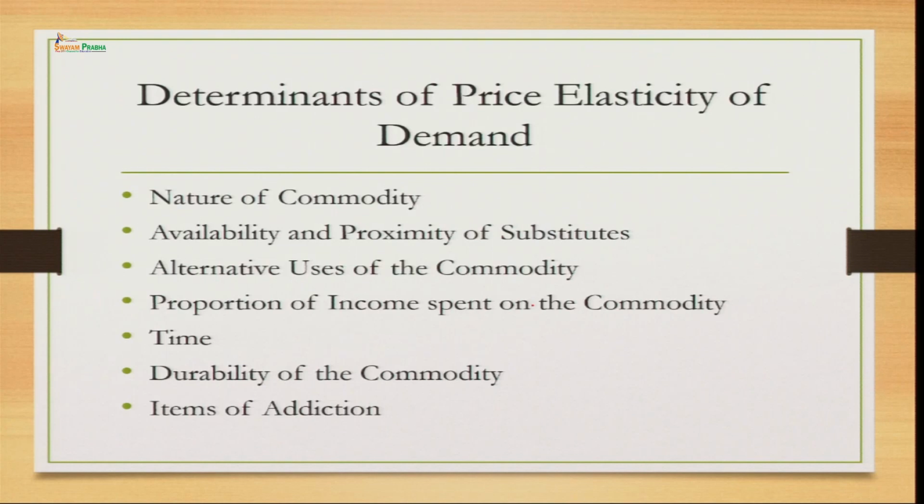So, the commodities which are used for some specific purpose, demand for those commodities are of inelastic nature, whereas the commodities which can be used for different purposes, the demand for those commodities are of elastic nature. Then proportion of income spent on the commodity, again very important, right.